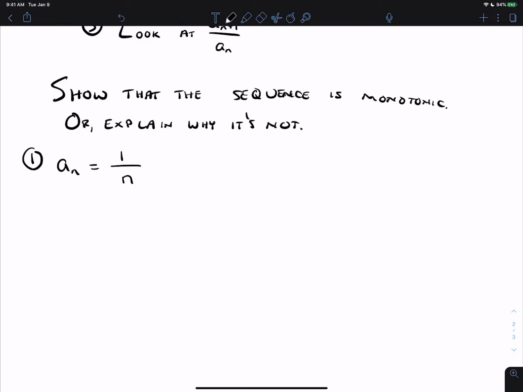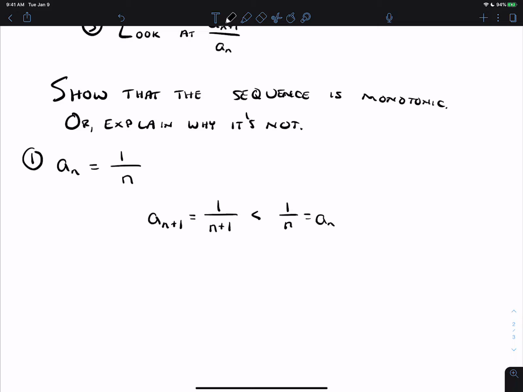When there's something this simple, then it's worth just looking at a_(n+1). A_(n+1) means that we replace n with n+1, so we get 1 over n+1. It's easy to compare that to 1 over n. So we know there that the numerators of the fractions are the same. We know that the denominator of 1 over n+1 is larger than the denominator of 1 over n. And so because the bottom is bigger and the top is the same, the fraction on the left is smaller than the fraction on the right.